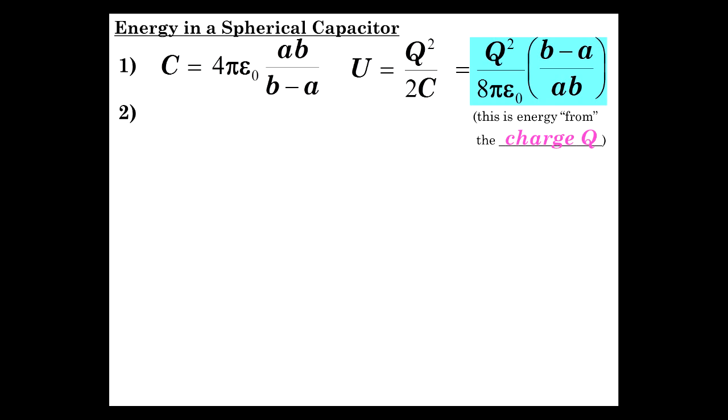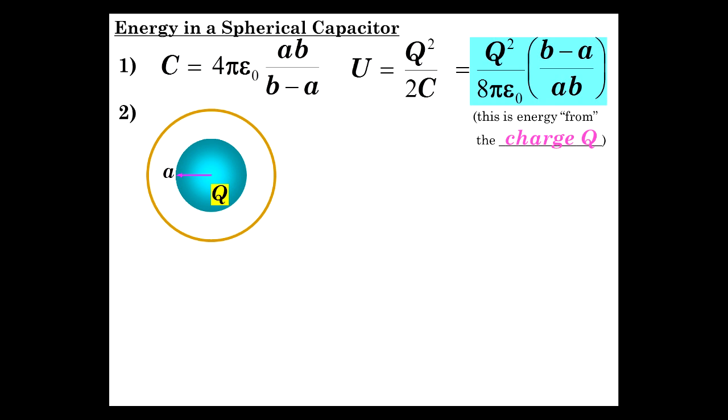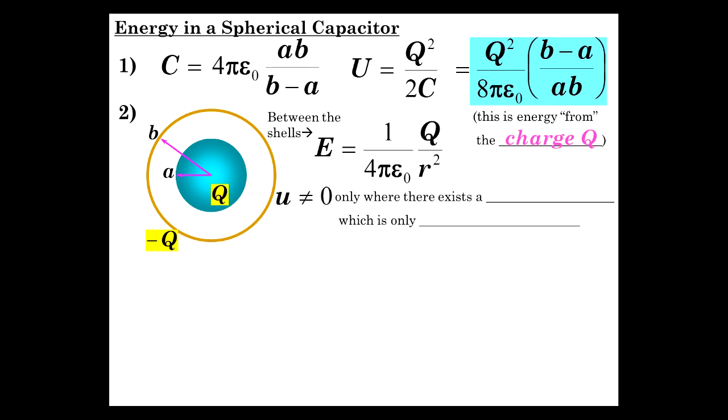Now let's do an analysis I'm sure you'll enjoy. Let's look at this spherical conductor in the center, radius A. Then we have the spherical shell outside of that, conducting, radius B, with negative Q. Now between the shells, the field is KQ over R squared, and the energy density is 0 everywhere except where there is a non-zero E field. And the only place there's a non-zero E field, because we have this Q inside and negative Q outside, is between the two conductors. Outside there's no electric field. So that's where the energy is contained, with a given energy density.